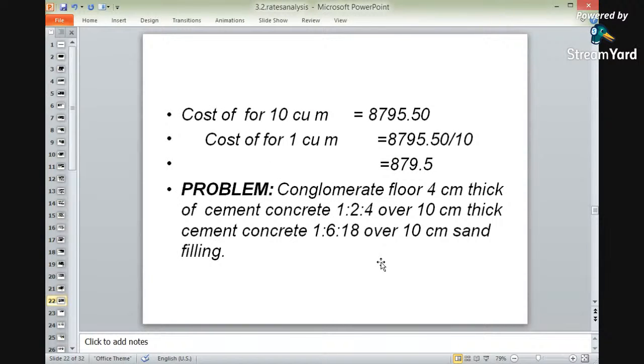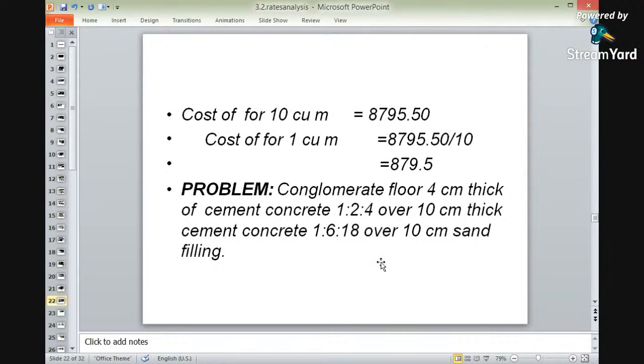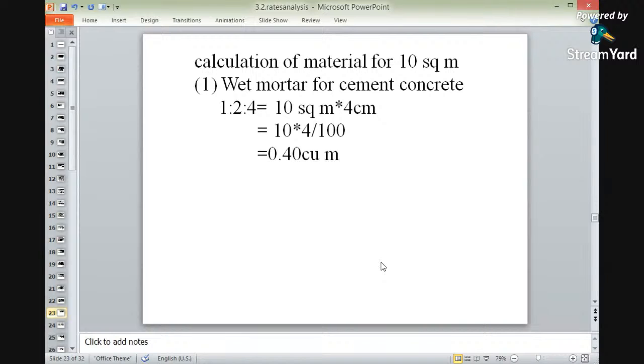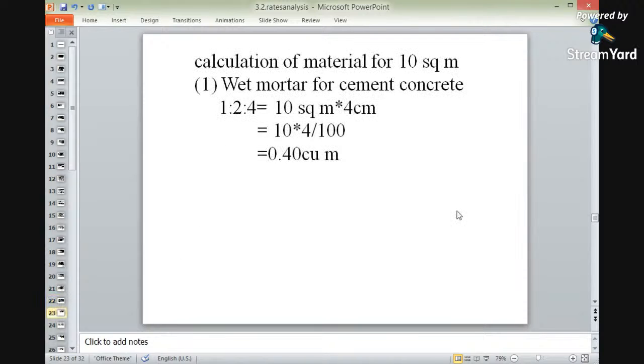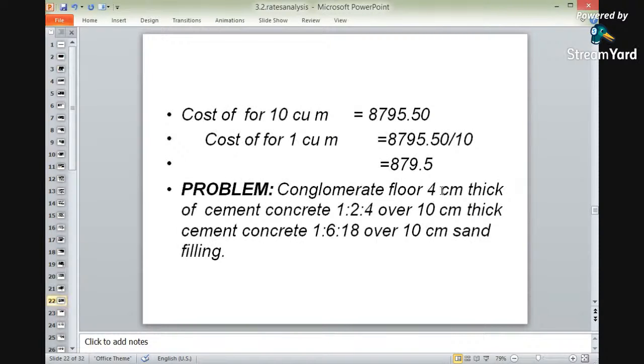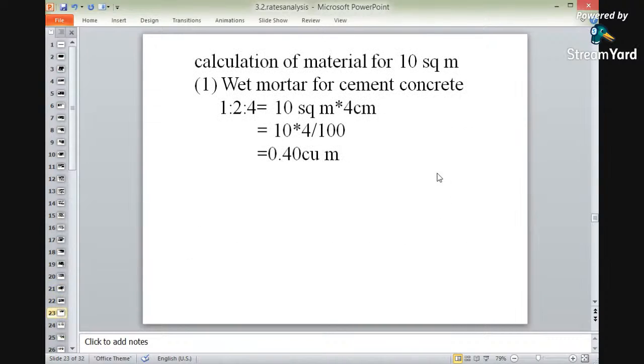How much is the thickness for this? It is for 10 square meters. Calculations of material for 10 square meters: the cement mortar ratio here is 1 to 4. What is the thickness for this? Over 10 centimeters thick. We have taken the thickness as 10 centimeters. And what about the floor thickness? Floor thickness for 4 centimeter thick cement mortar, here it has been taken as 4.